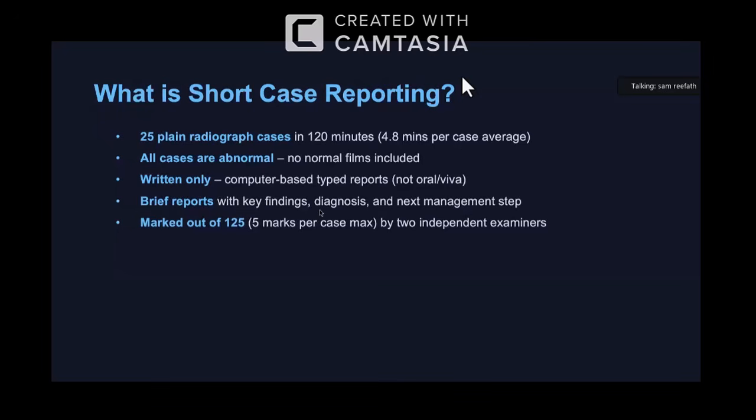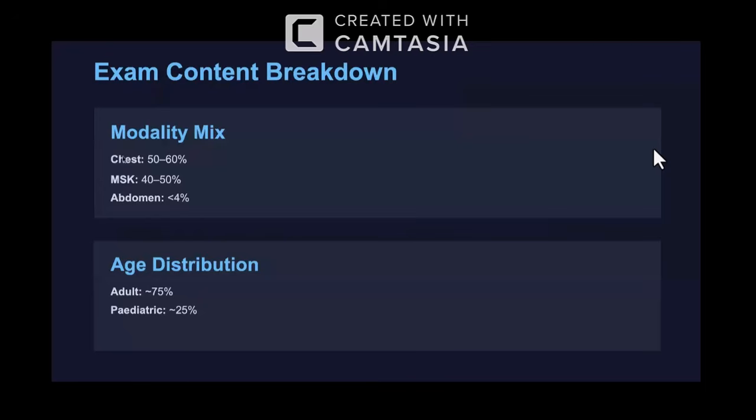Brief reports with key findings, diagnosis, and next management step are expected when you are reporting the short cases. It is marked out of a total of 125 marks, 5 marks per case maximum, by 2 independent examiners. Thus, the exam content breakdown, modality-wise: you'll get around 50 to 60% chest cases, 40 to 50% MSK, and roughly 1 to 4% abdomen. Age distribution-wise, adults are around 75% and pediatrics around 25%.